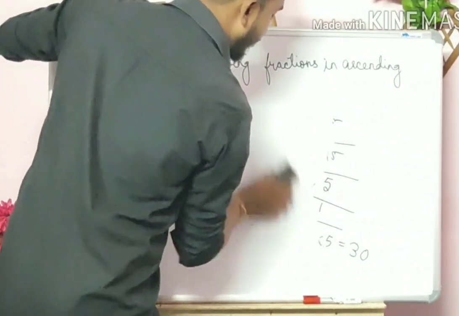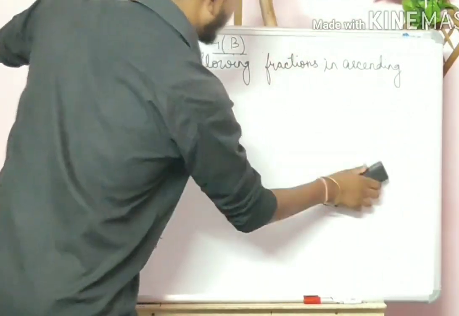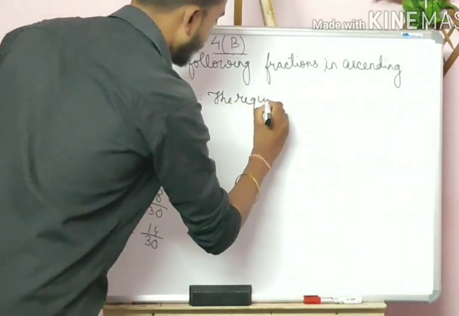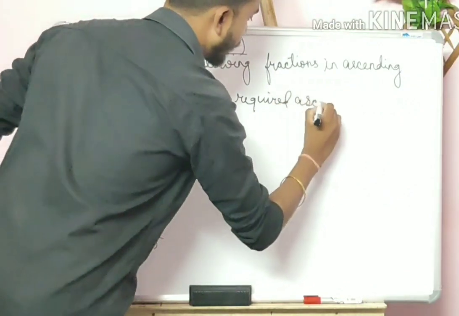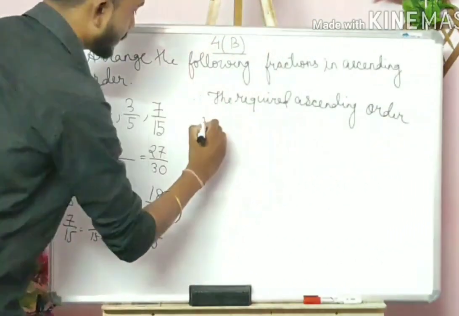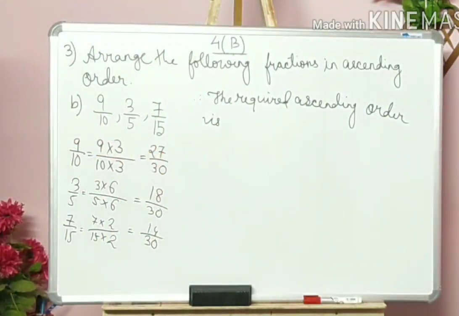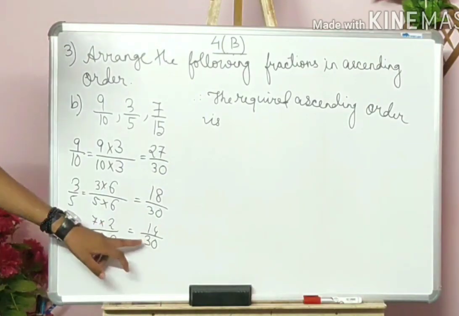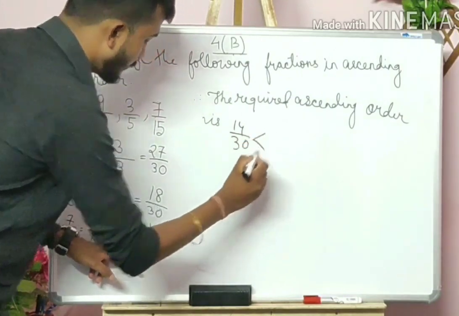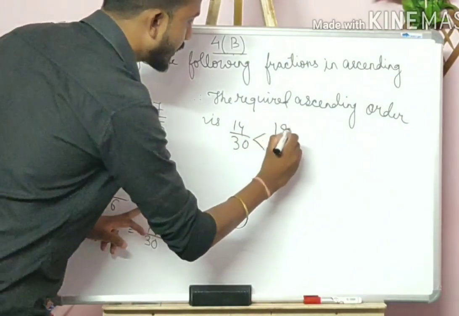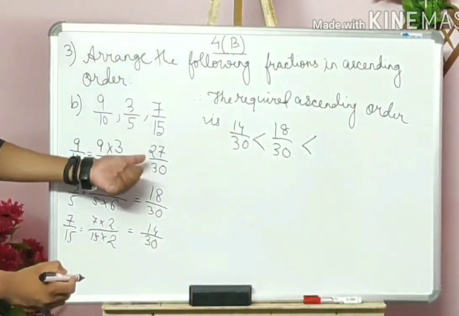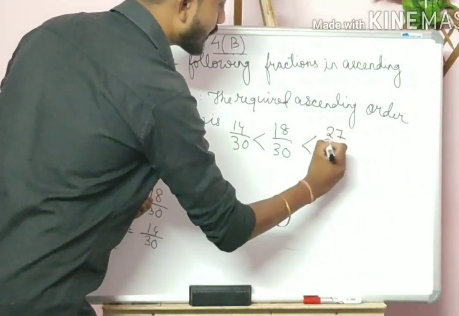So what you have to write? Just write that the required ascending order is, right? Therefore the required ascending order is, you see, ascending order means we want the smallest one first. So which one? 14 by 30 is the smallest. So 14 by 30. Next one is what? Greater than which one? 18 by 30. So 18 by 30 is greater than 14 by 30. Again it is smaller than which one? 27 by 30.